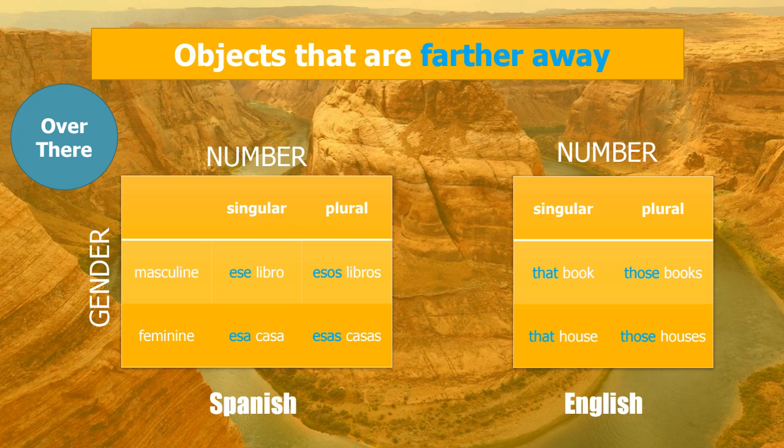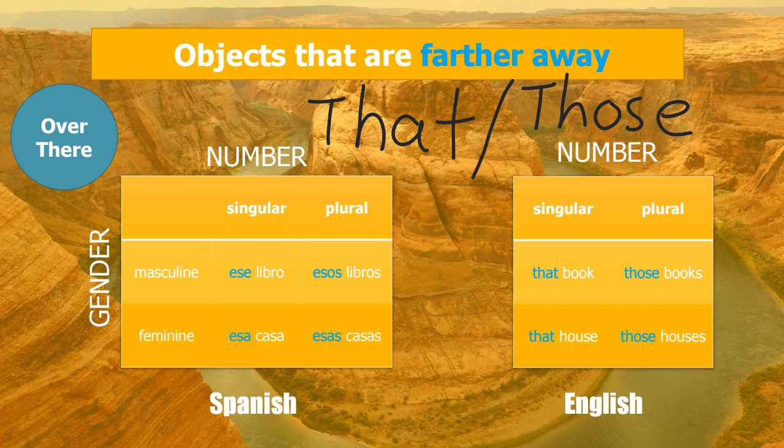If you want to talk about objects that are farther away from you, maybe they're over there, on the other side of the room, then you're going to use a different set of demonstrative adjectives. In English, we would say that when we're talking about a single object that's farther away. And if we're talking about a group of objects that are farther away, we would say those in English. So let's look at how we say that and those.